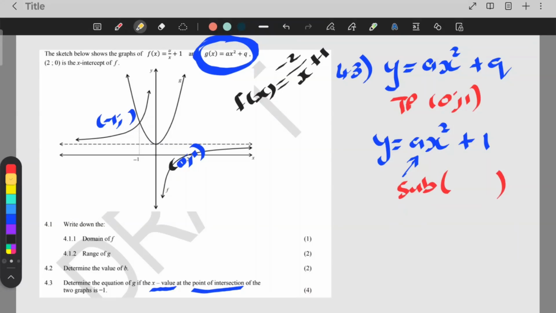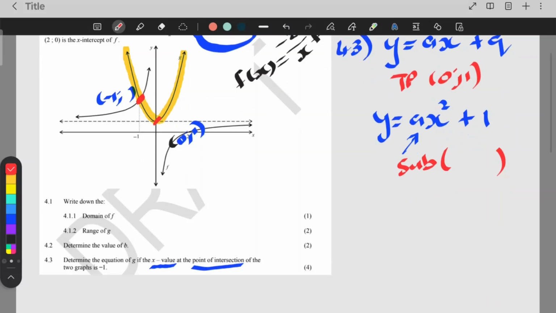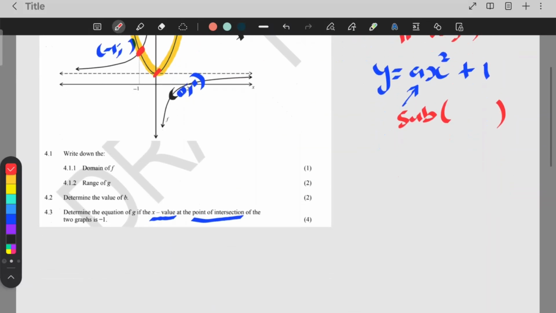So I'm going to highlight the parabola and see if I have a point. So I don't have a point. I don't see any point except the turning point, eh? But I've used the turning point already, so I need another point. This point of intersection, I have, but the problem is I only have the x value. I don't have the y value. And I need the x and the y value.